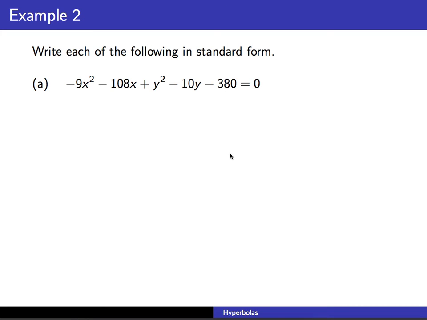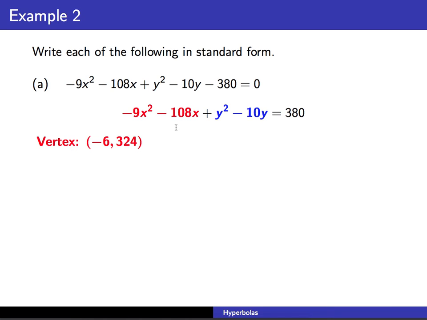All right, example 2, write each of the following in standard form. We have example A, negative 9x squared minus 108x, plus y squared minus 10y minus 380 equals 0. So let's get the 380 over to the other side by adding it. We get negative 9x squared minus 108x plus y squared minus 10y equals 380. From here, we found the vertex of negative 9x squared minus 108x, which in this case would be negative 6, 324. So you might have to zoom out quite a bit to get that vertex.